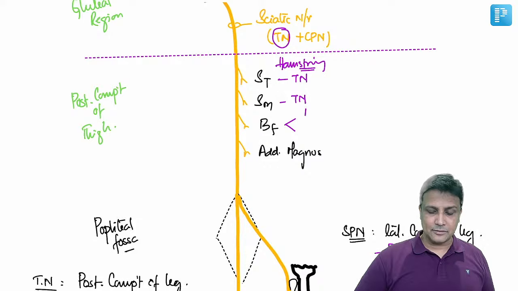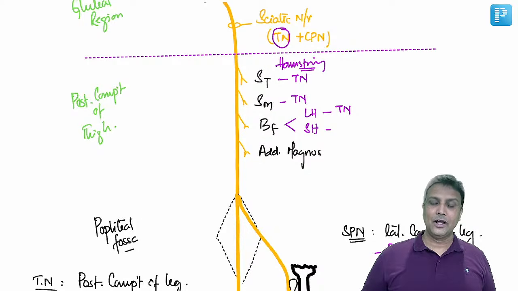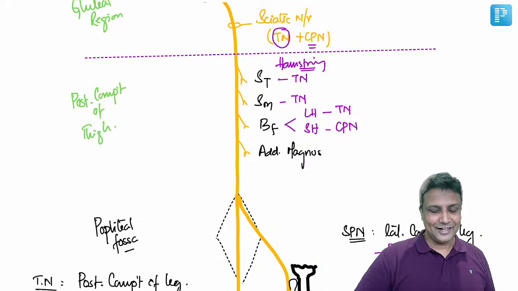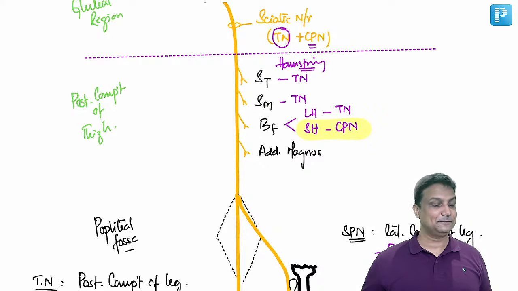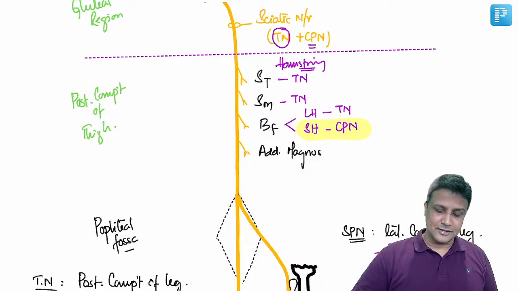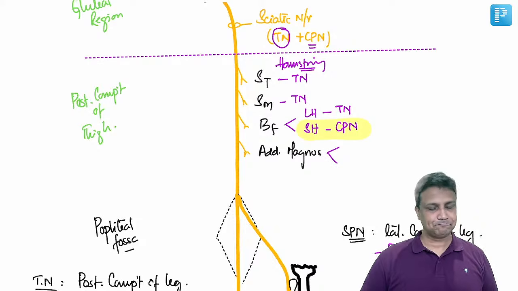Whereas biceps femoris will have 2 heads, the long head and the short head. The long head is supplied by the tibial nerve. Then what about the short head? Remember, the only option available here will be the common peroneal nerve. This is very important, it has already been asked in your exam. The common peroneal nerve will be supplying the short head of biceps femoris. Now adductor magnus, again, will have 2 heads.